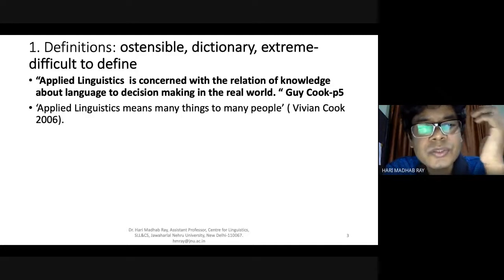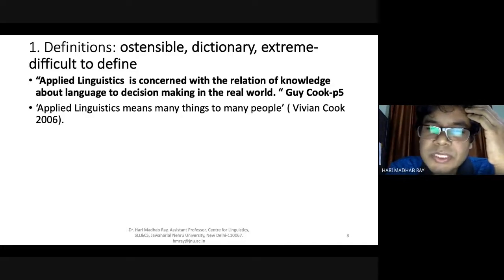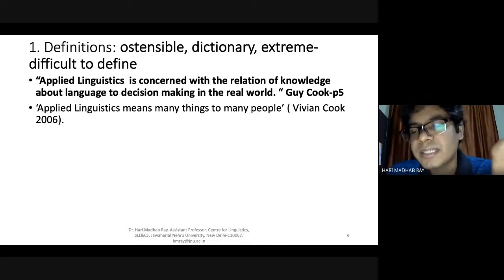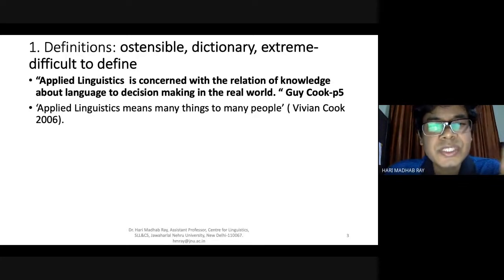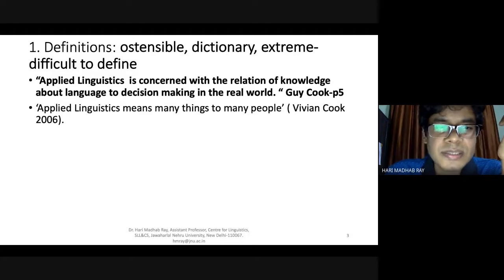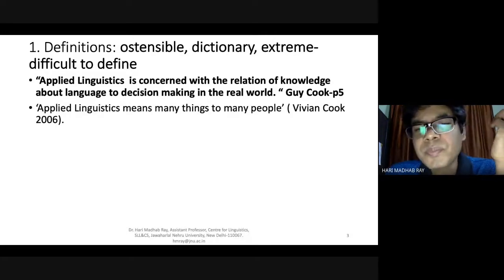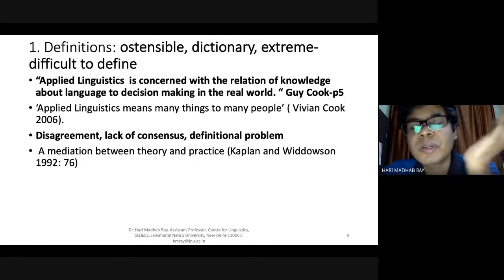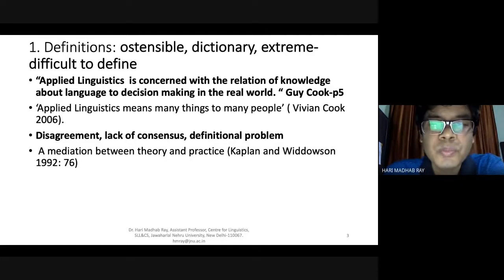And Vivian Cook says that applied linguistics means many things to many people. Now, if one discipline or particular subject means many things to many people, then there would be a lot of disagreement and no consensus. So we will have different kinds of problems, either a definitional problem or problems of direction or scope, or many other things.